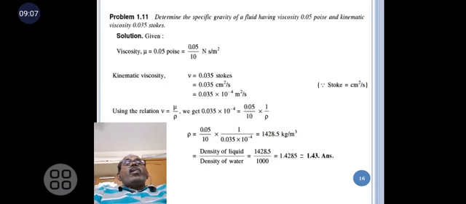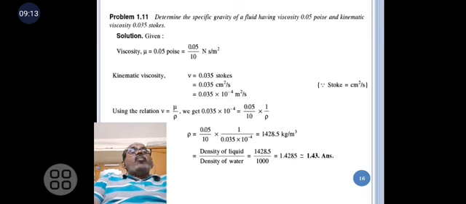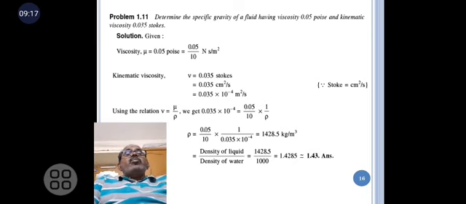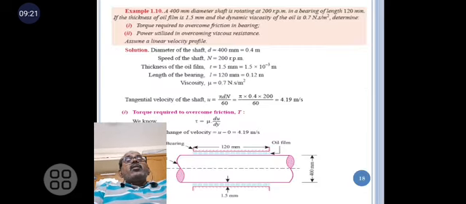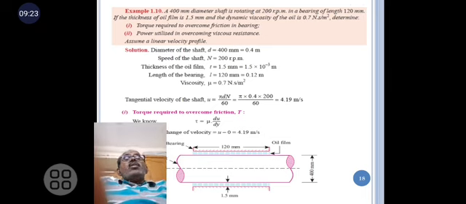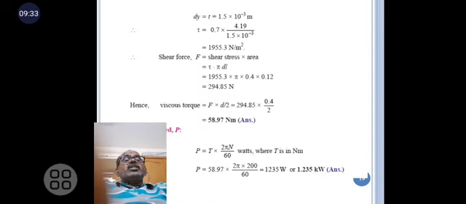Next one: determine the specific gravity of a fluid having a viscosity of 0.05 poise and kinematic viscosity of 0.035 Stokes. Next we will solve the problem to calculate the torque utilized to overcome this friction and the power utilized to overcome that viscous resistance.